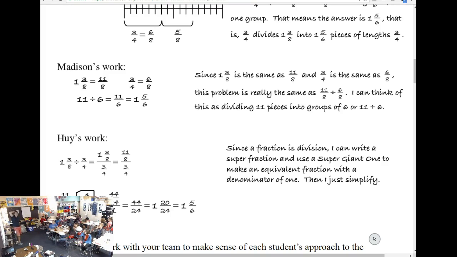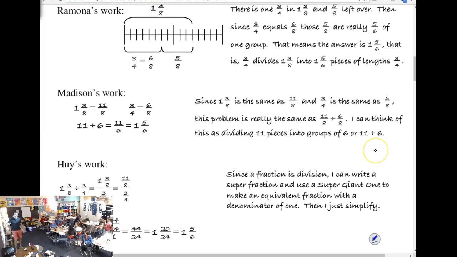Which makes sense. Because, I mean, read what she said. Since 1 3/8 is the same as 11/8, and 3/4 is the same as 6/8, she's looking for groups of 6, right? So, on the number line, if we say 1, 2, 3, 4, 5, 6, that makes a whole group, right? So that's 1, group it together. Then I start counting in 1, 2, 3, 4, and I only have 5 out of the 6 that I need. So it's all looking at the size of chunks that we're evaluating.